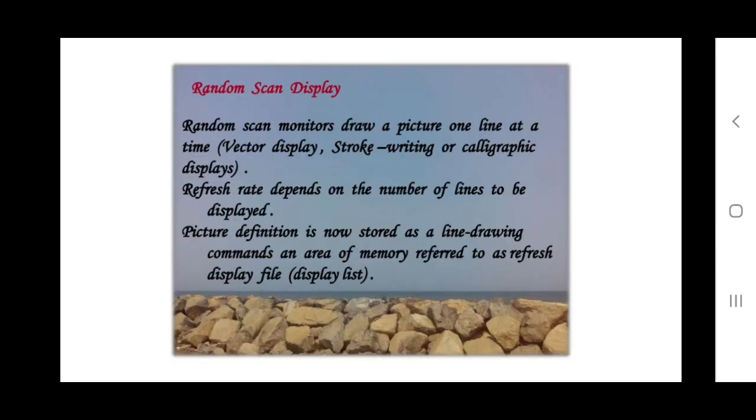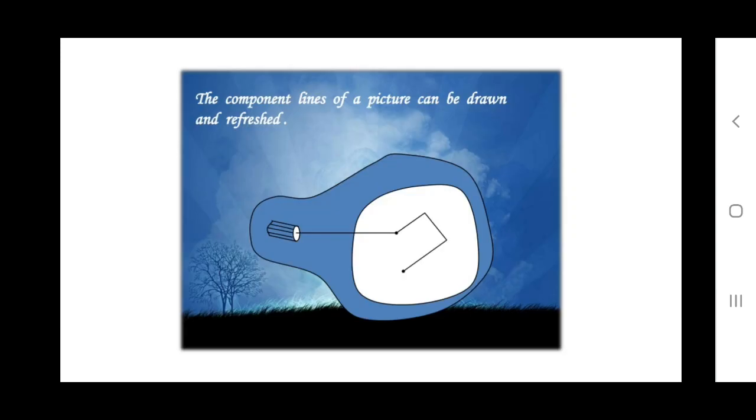Next, another type of graphic display is the random scan display. Random scan monitors draw a picture one line at a time. They are also called vector displays, stroke writing or calligraphic displays. The refresh rate depends on the number of lines to be displayed. The picture definition is stored as line drawing commands in an area of memory referred to as the refresh display file, which is also called a display list. Now you can see how the random scan moves. The component lines of the picture can be drawn and refreshed as shown in the figure.